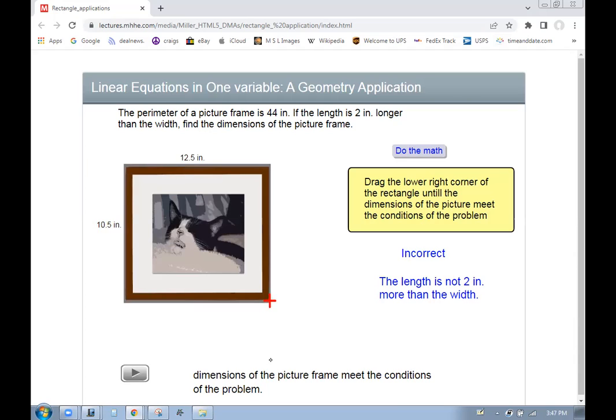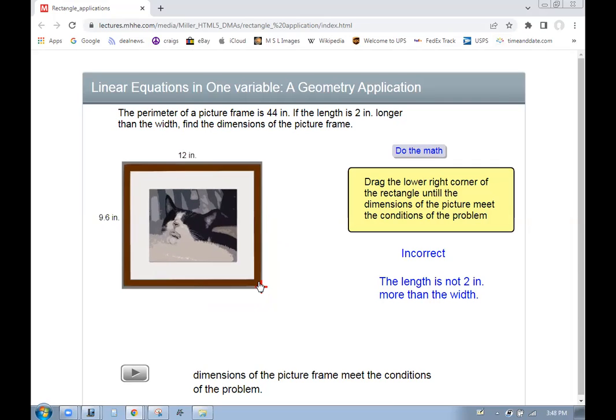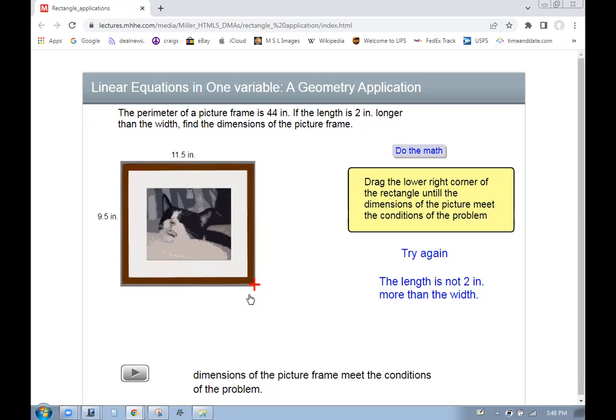Well, 10 and a half and 10 and a half would be 21, and then 12 and a half and 12 and a half would be 25, still too big. 25 and 21 would give me 46. I need to make these an inch shorter. Try 9 and a half twice. We should just do the math.